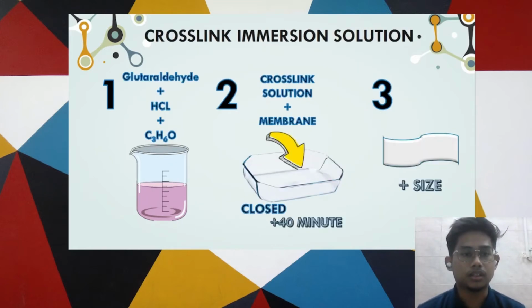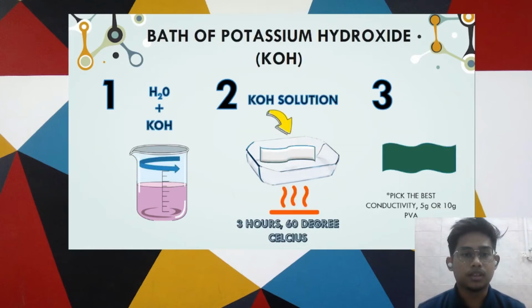Okay, second is crosslink immersion solution. We mix glutathione, hydrochloric acid, and acetone. And after that, we took the solution and the membrane in the glass container and we close for 40 minutes. And after 40 minutes, we can see the size of the membrane become bigger.